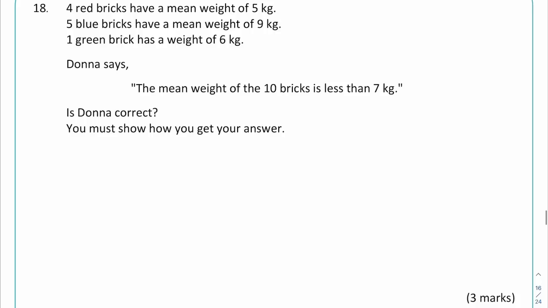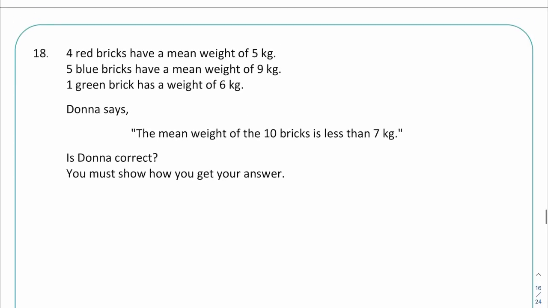Okay, question 18, we've got some reverse mean. It says here 4 red bricks have a mean of 8, 5 blue bricks have a mean of 9, 1 green brick has a weight of 6. Donna says the mean weight of the 10 bricks is less than 7. Is Donna correct? And you must show how you get your answer.